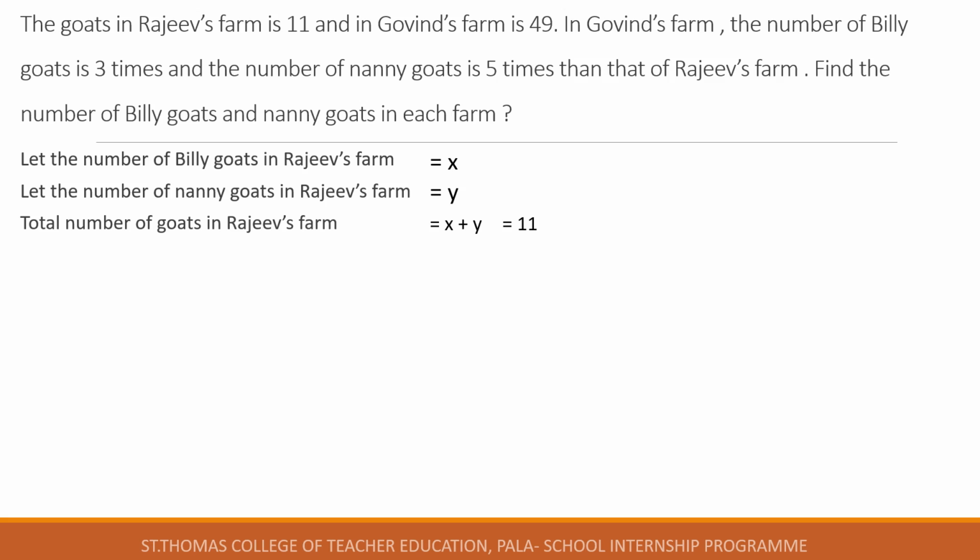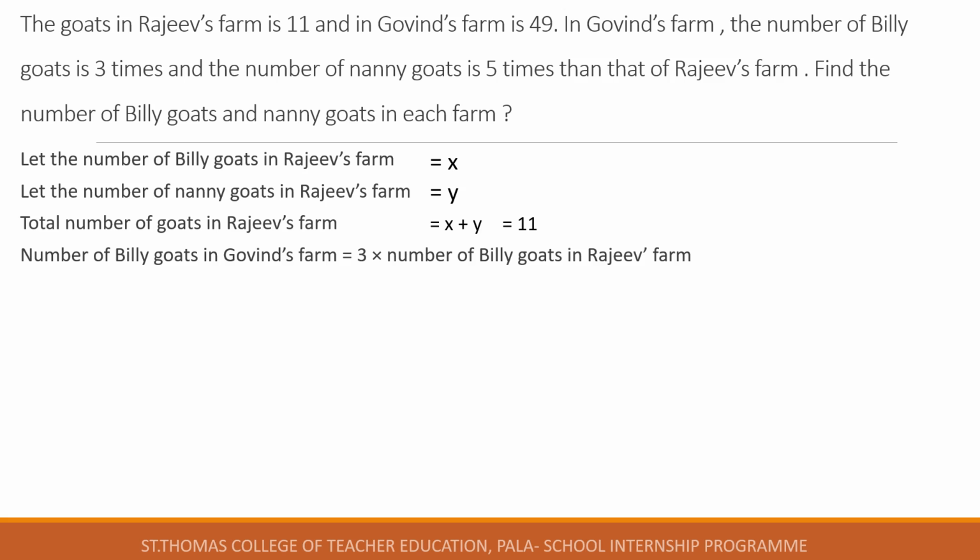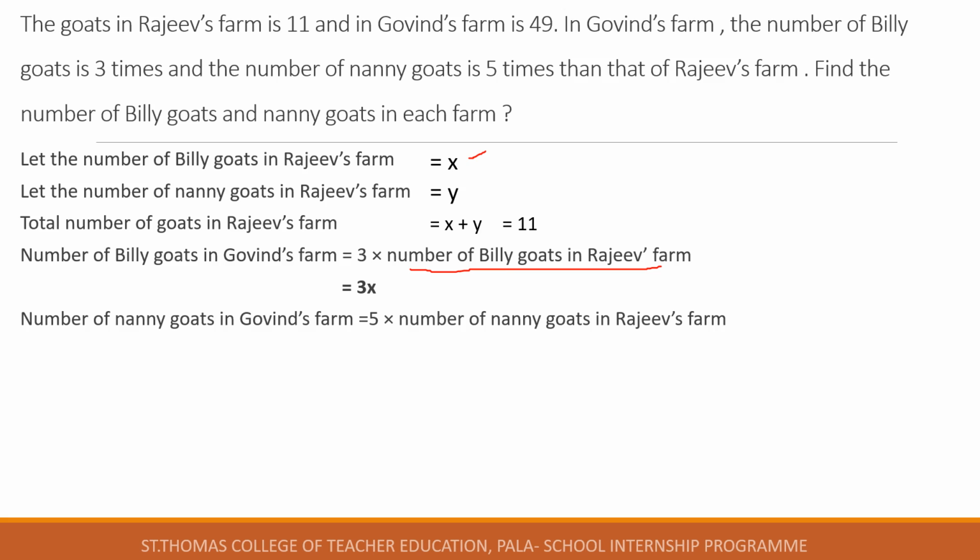Good. Now, what does the second sentence say? The number of billy goats in Govind's farm is 3 times that of Rajiv's farm. Can you tell me that as an equation? Number of billy goats in Govind's farm equals 3 into number of billy goats in Rajiv's farm, and billy goats in Rajiv's farm is x. So we get 3x, isn't it? Again, there is another relation. The number of nanny goats in Govind's farm is 5 times that of Rajiv's farm. Convert this into an equation. Number of nanny goats in Govind's farm equals 5 into number of nanny goats in Rajiv's farm, and that is 5y.